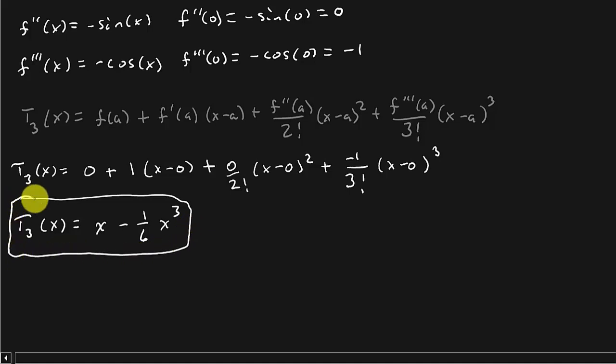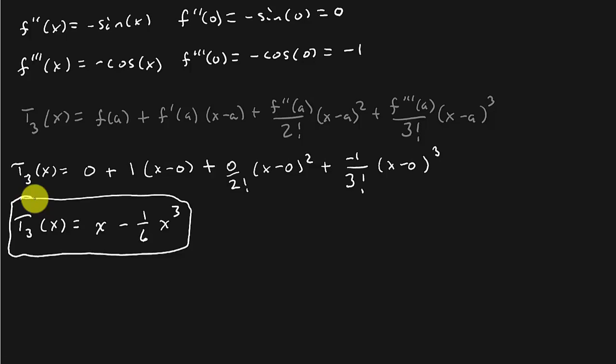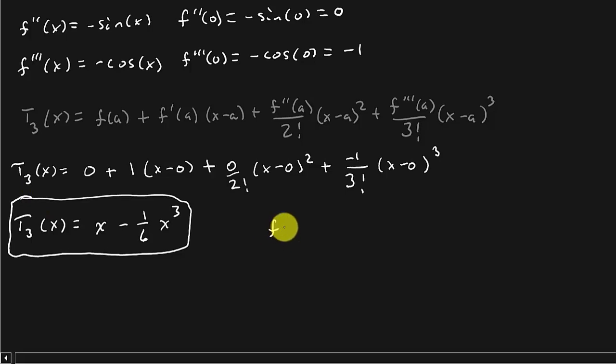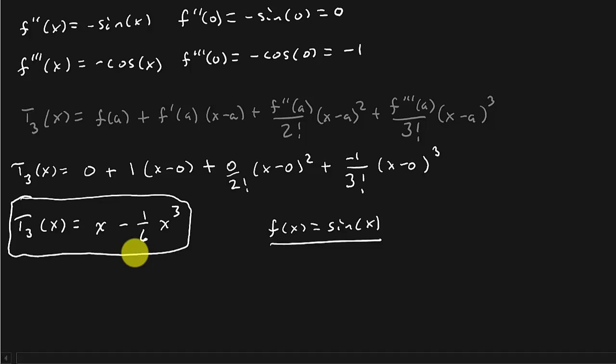Now, let's take a look at the graphing of this. What I want to do is graph f of x equals sine x, and I want to graph the Taylor polynomial on the same coordinate system. Let's just look and see how it fits around x equals 0, or around a equals 0. Okay, so let's take a look at that graph.